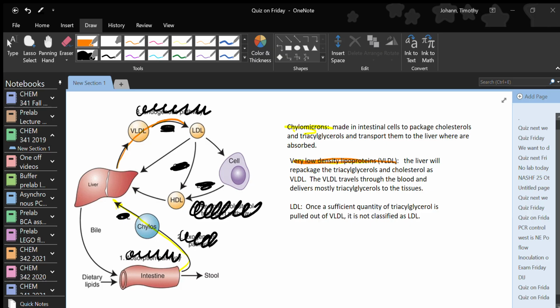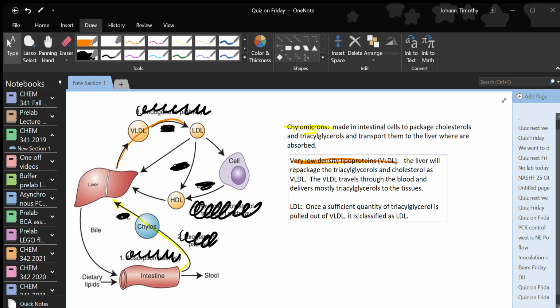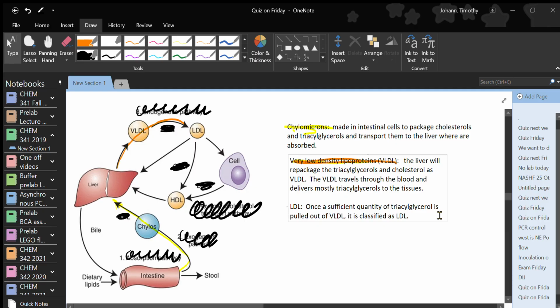You said it's not classified as LDL. Oh, it is classified as LDL. Sorry. All right, so that's just a transition of stuff coming out of it.